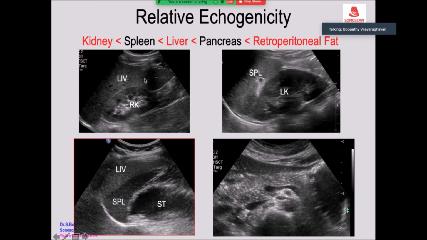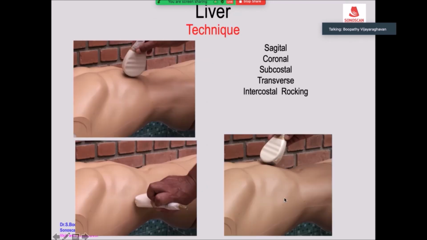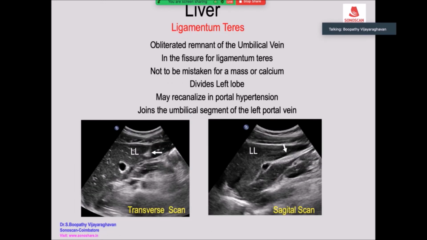So kidney, spleen, liver, pancreas for each solid organ. Having scanned it with the technique, you have to assess the size, shape, echogenicity, and intercostal rocking movement to see the in-between liver, and you also see the movement of the liver with the mid-axillary line. It is slightly 1 centimeter more compared to the mid-clavicular line, but it can also be done subjectively. It's a sign of, when it recanalizes, you will see a vein within that. So that is a sign of portal hypertension.